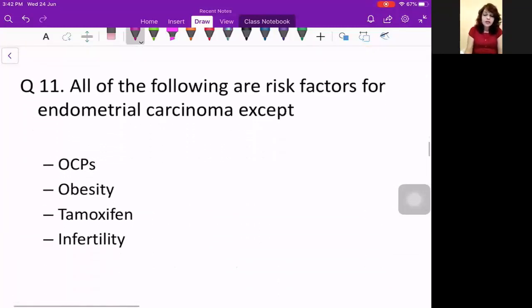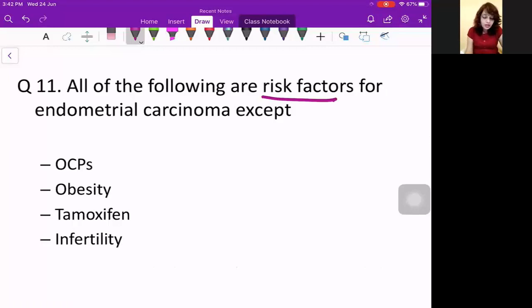Next. All of the following are risk factors for endometrial cancer except. I have discussed this in my video of the AIIMS PG exam, but again, this is a very, very important question being asked in many of the exams. Fine. So we know all this risk factors for endometrial cancer. Infertility, yes. Tamoxifen, yes. Obesity, yes. OCPs do not increase the risk for endometrial cancer. Rather, OCPs reduce the risk because they suppress the release of FSH and LH, so androgens and estrogen from the ovaries are suppressed.